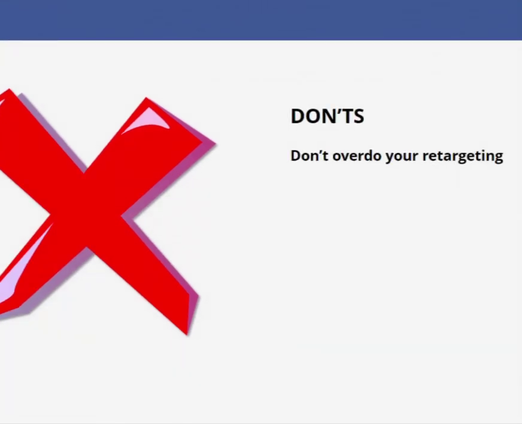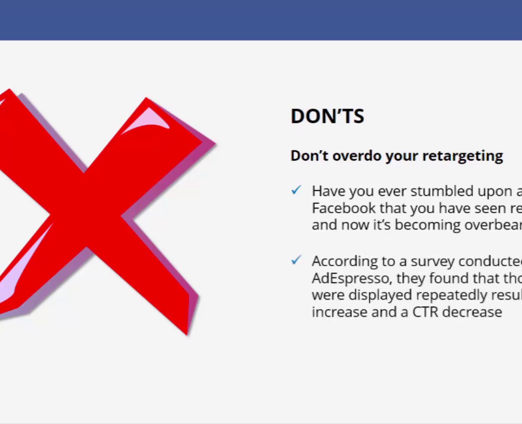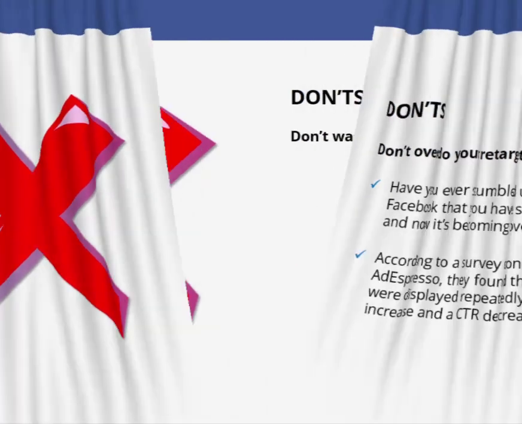Don't overdo your retargeting. Have you ever stumbled upon an ad on Facebook that you have seen repeatedly and now it's becoming overbearing? I personally get irritated, and I'm sure your audience will feel the same. According to a survey conducted by AdEspresso, they found that ads that were displayed repeatedly result in a CPC increase and a CTR decrease. To help reduce the frequency of your ads, you can set up an automated rule in Facebook Manager to limit the number of times your advert is displayed to your audience over a period of time.